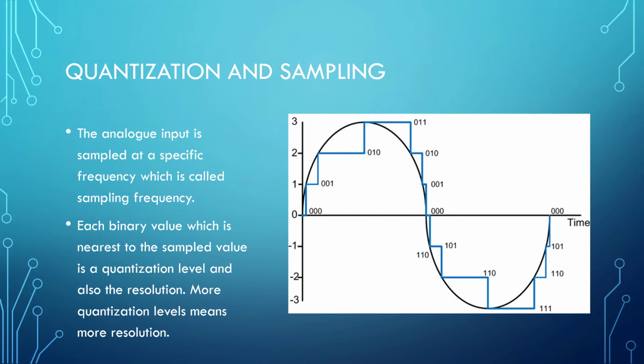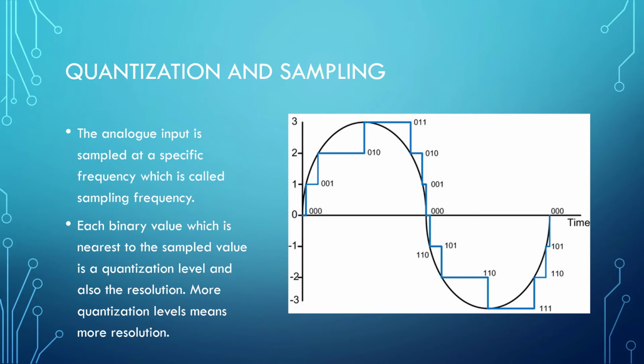There are two things that are related to ADC. The first term is the sampling frequency. The analog inputs are measured at a specific frequency, which is called the sampling frequency, and according to Nyquist's theorem, the sampling frequency should always be double the input frequency.